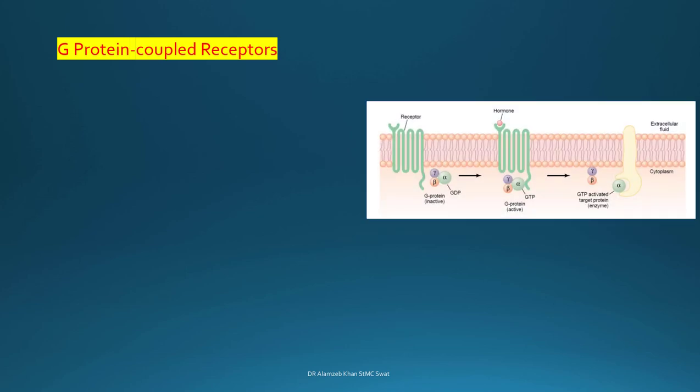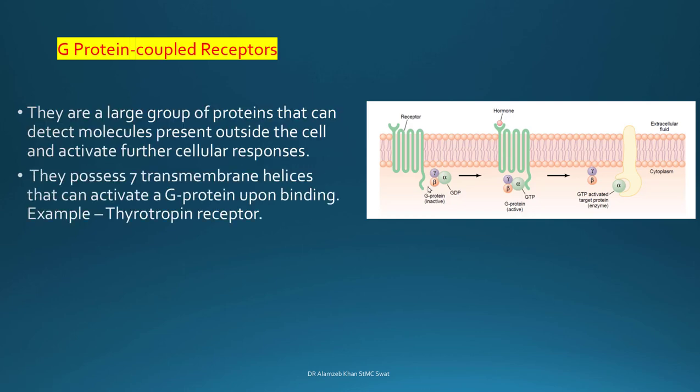The G protein-coupled receptor has three portions: extracellular, membrane integral portion, and cytoplasmic or cytosolic portion. They are a large group of proteins that can detect molecules present outside the cell and activate further cellular response. They possess seven transmembrane helices. They can activate a G protein on binding. An example is the thyrotropin receptor.